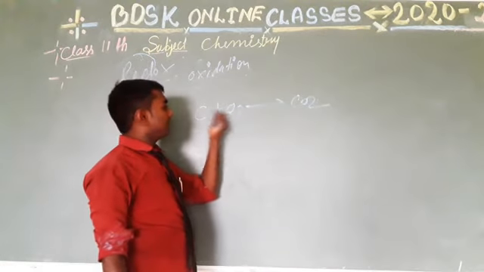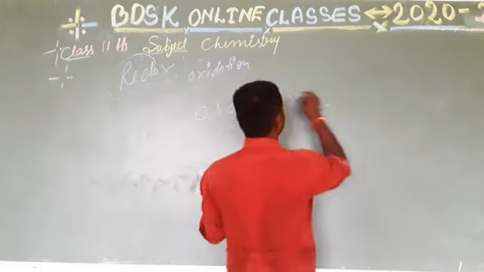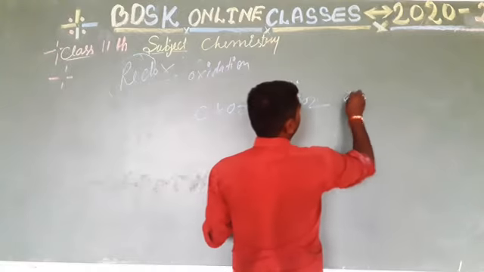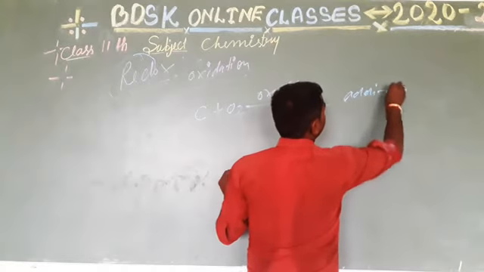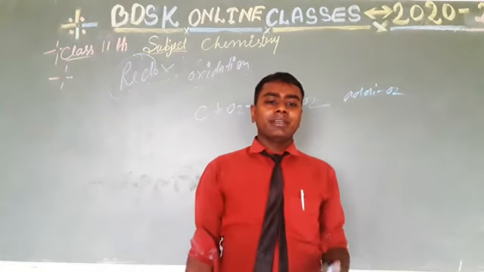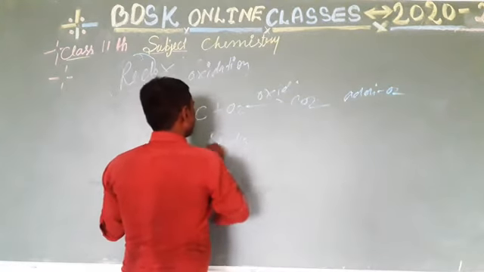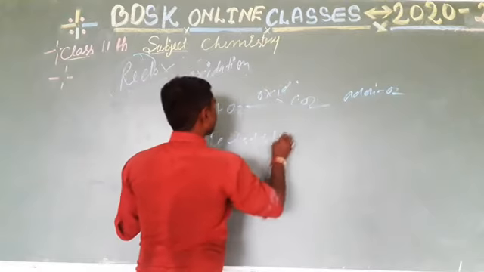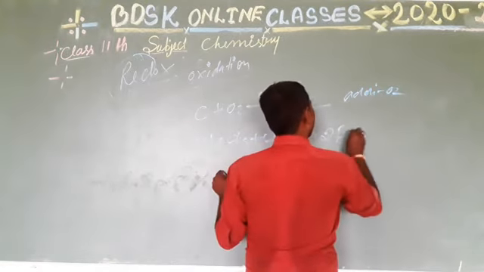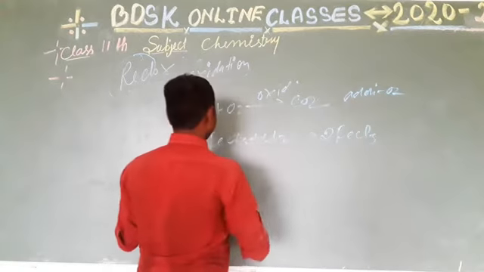Oxygen is added to form CO2. So it is an oxidation. Why? Because oxygen is added. Addition of oxygen, it is an oxidation. Okay. Next is FeCl2 plus Cl2 is equal to 2FeCl3.